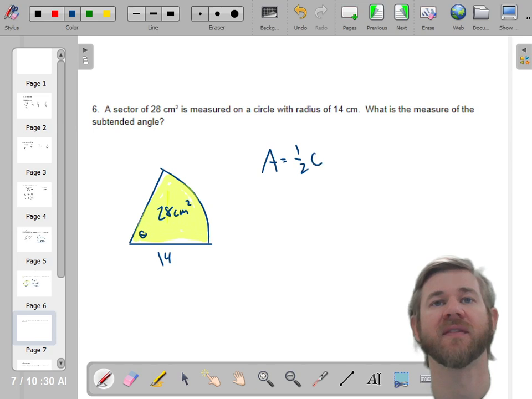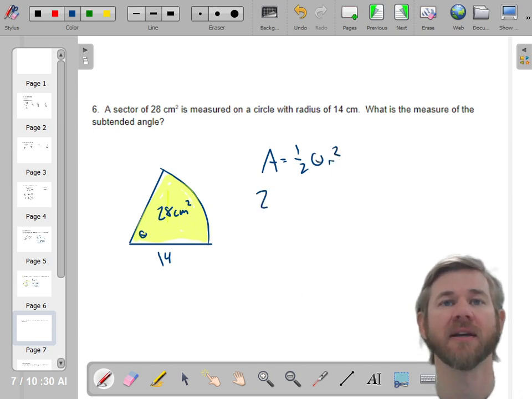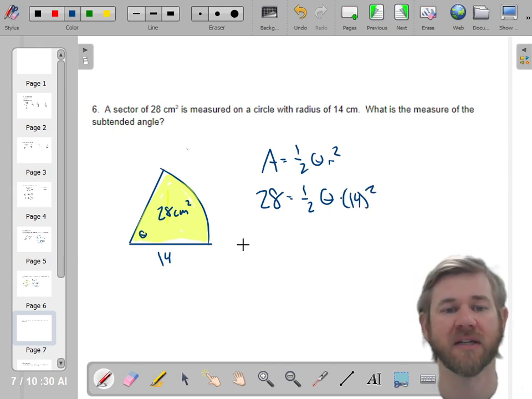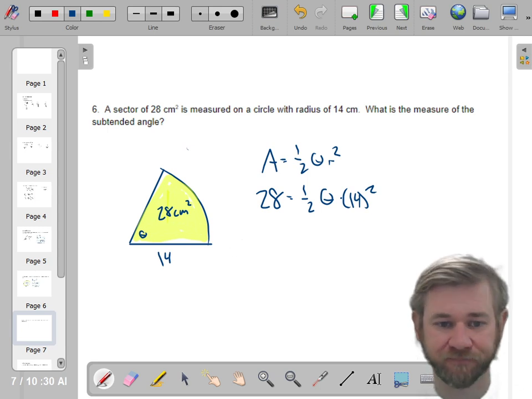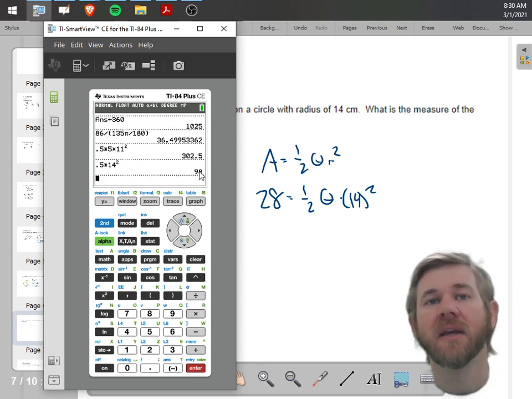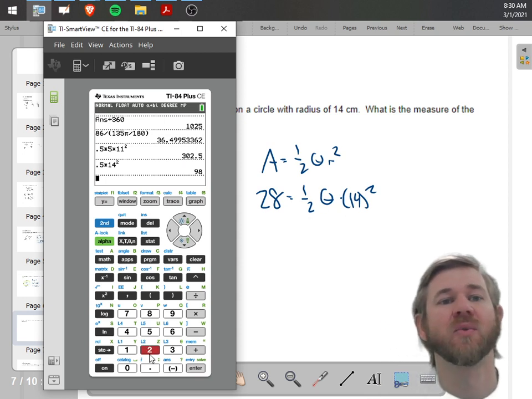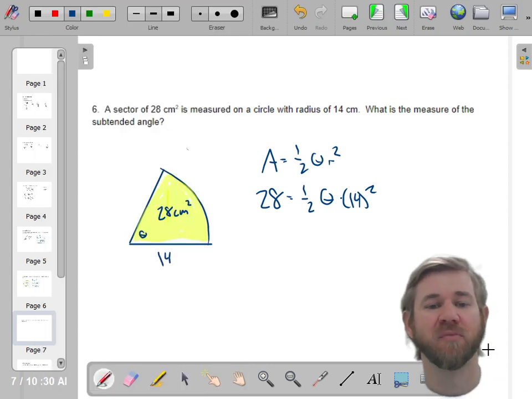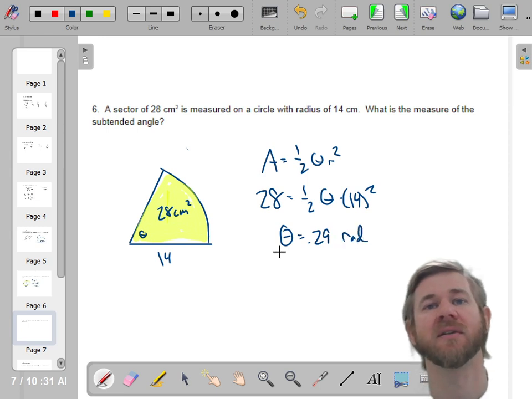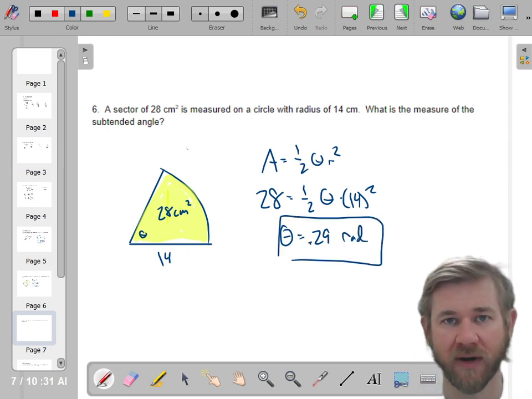Area is 1/2 theta r squared. We know the area, 28. We don't know theta, but we do know r squared is 14 squared. So on the right side, I have 14 squared times 1/2. Half of 196, so it's going to be 98. So this is 98 theta on the right. 28 divided by 98 will get you theta. That's 0.29. And you've got to know that theta is in radians. So 0.29 radians. 0.29 radians is not a lot.